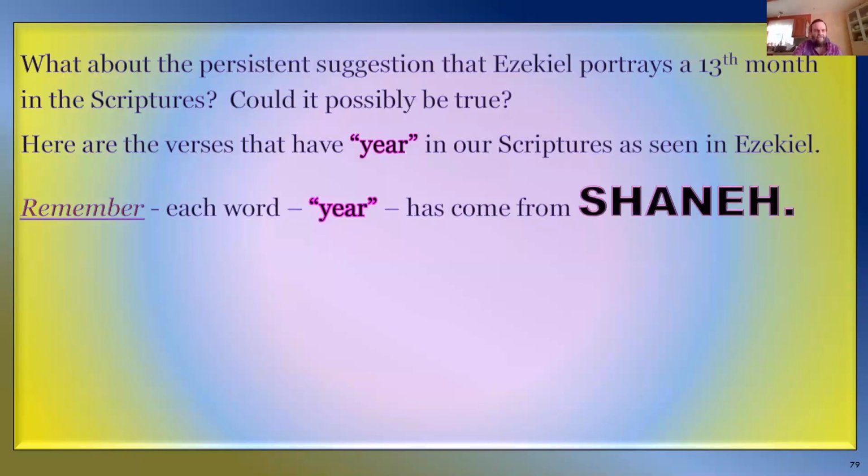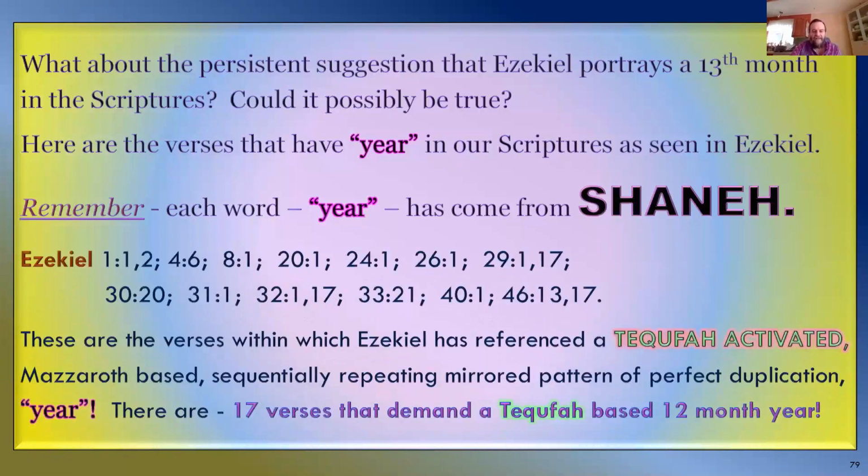Let's look at it. Here are the verses that have year in our scriptures as seen in Ezekiel. Remember, each word year has come from Shane. And there are the verses below in Ezekiel that all have the word year from Shane. These are the verses within which Ezekiel has referenced a Tequfah-activated, Mazzaroth-based, sequentially repeating, mirrored pattern of perfect duplication year. Is that a mouthful? Yes, but it perfectly describes the Tequfah-based year, a Shane year.